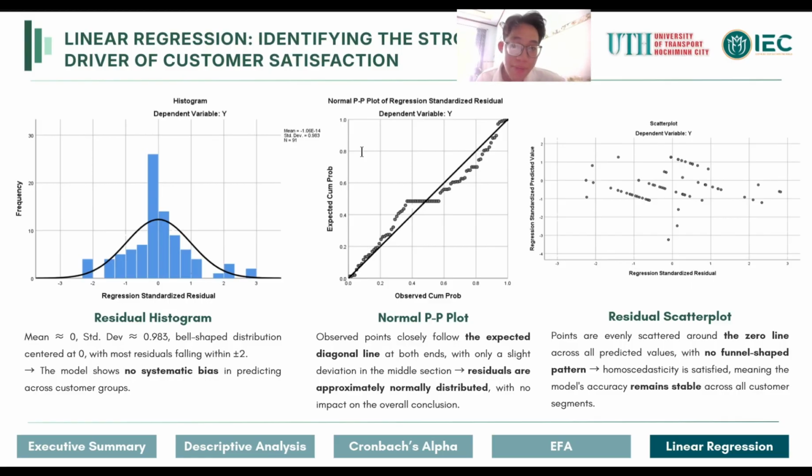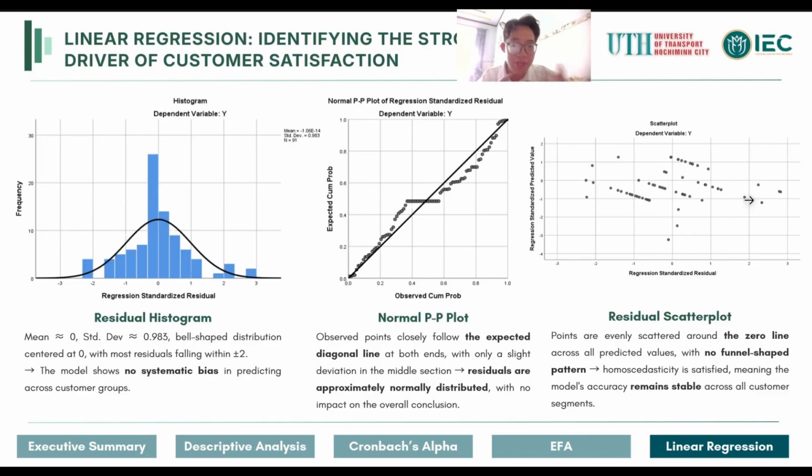So the model shows no bias in predicting across the customer groups. With the normal P-P plot, the points follow the expected line closely, meaning the errors are close to the normal pattern. And the final one, the scatter plot, shows the points spread evenly around the zero line with no funnel shape, meaning the model works just as well for every type of customer, not just one group. So based on that, the three charts confirm that the model is solid.